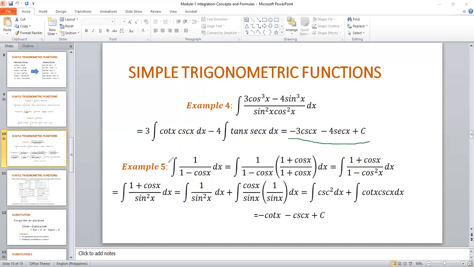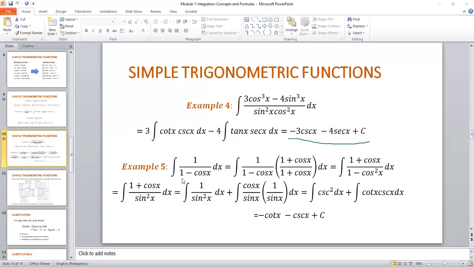So there is no direct integral. There's no direct answer to this integral, by the way, based on our formula. So what you should do first, you have to use manipulation. And what is that manipulation? So take note, class, listen to this because this is very important.